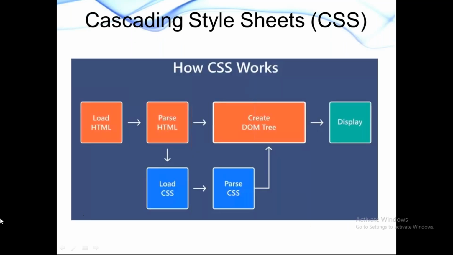So how does the CSS work? When you send a request for an HTML page to the web server, the web server will return the HTML page. So first, your browser will parse the HTML and load the CSS rule, and then create the DOM tree. DOM stands for document object model, and then display the entire web page according to the style specified in the external style sheet.